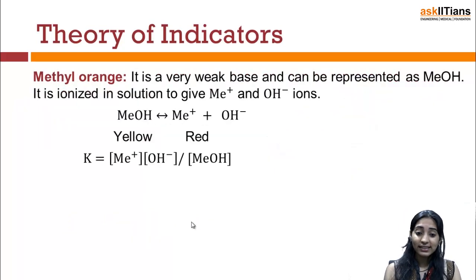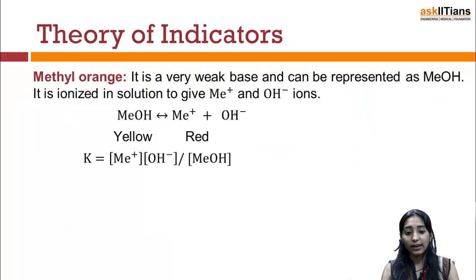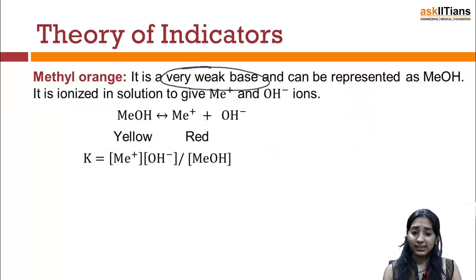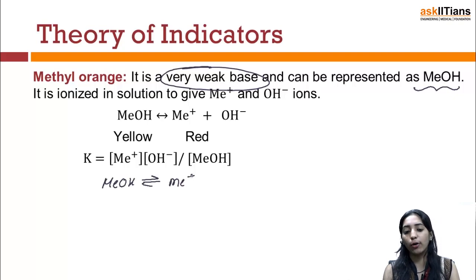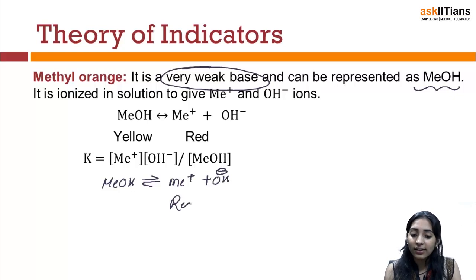Let's now move to the second type of indicator, which is methyl orange. Methyl orange is a very weak base. Like phenolphthalein was a weak acid, methyl orange is a weak base, so it can be represented as MeOH. It is easily ionized in water and follows the equation MeOH forms Me+ plus OH-. Here the cation is found to be darker, red in color, and MeOH is found to be yellow in color.